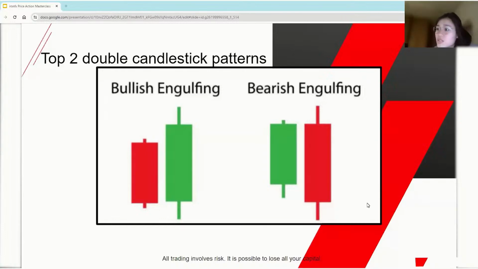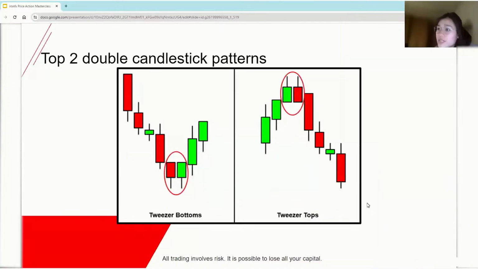Okay, so let's move on. Here we have the second double candlestick pattern. So for this one, we are looking at tweezer bottoms and tweezer tops. Again, the candlestick patterns are exactly the same. It's just that we are looking at the price reversing from a downtrend to an uptrend, and on our tweezer tops we're looking at a reversal from the uptrend to a downtrend.